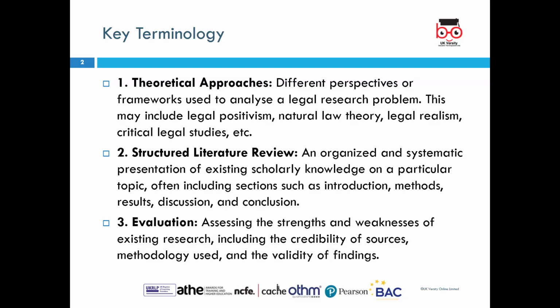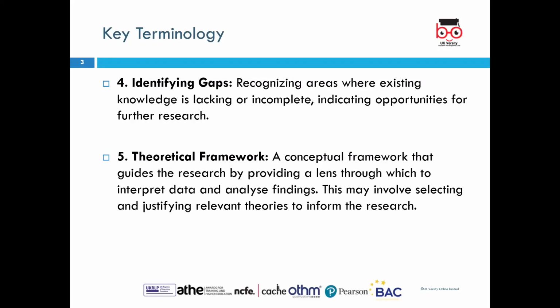Number two, you could look at structured literature review, which is an organised, systematic presentation of existing scholarly knowledge on a particular topic, often including sections such as an introduction, methods, results, discussion, and conclusion. Number three, evaluation. So assessing the strengths and weaknesses of existing research. And this is really important because when you're identifying strengths and weaknesses, you need to be looking at sources that are credible, the methodology used, and the validity of the findings.